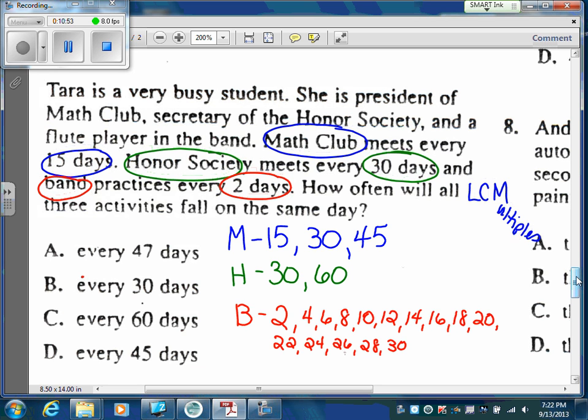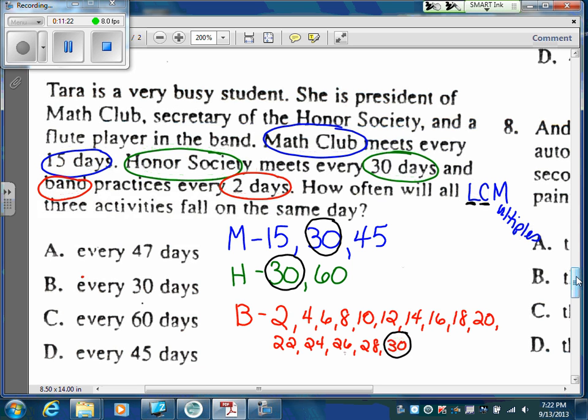But our question was, when will all 3 activities happen on the same day? Well, again, let's go backwards. We've just done our multiples. Now we're looking for common. Common is, where are the numbers that are the same in all 3? Well, I see that we have a 30 in all 3 of our events. That means they're all going to meet on the 30th day.